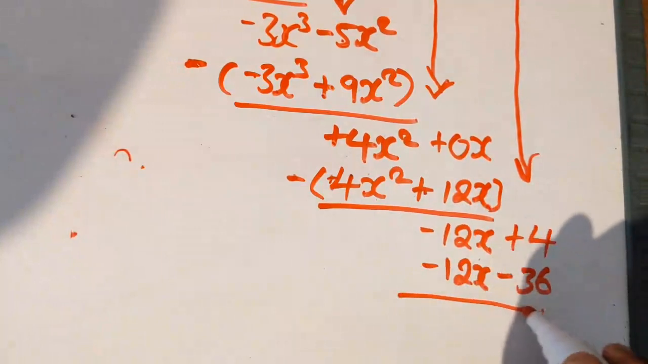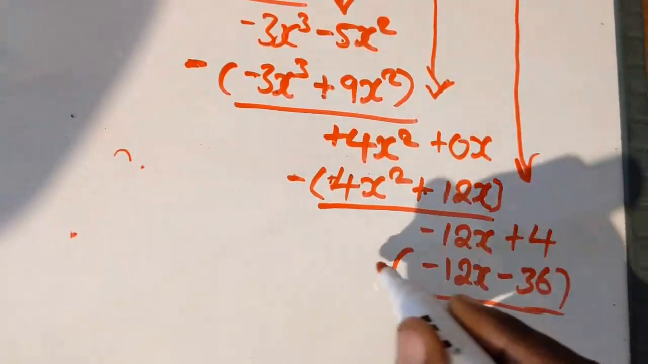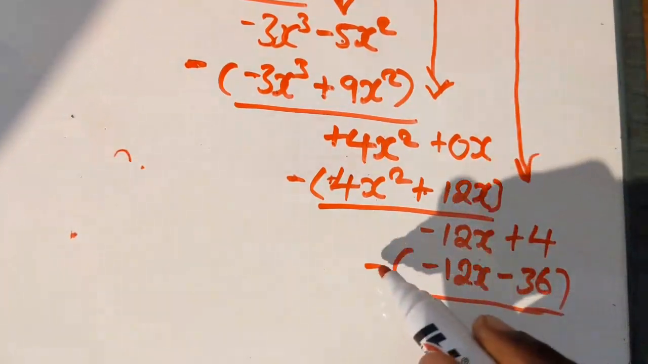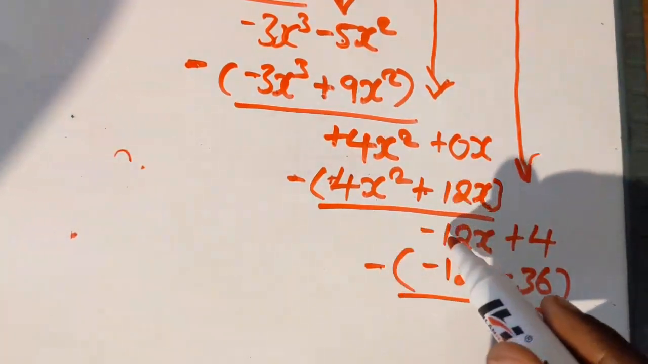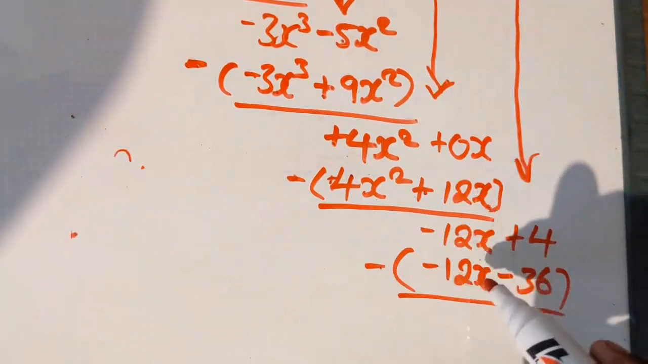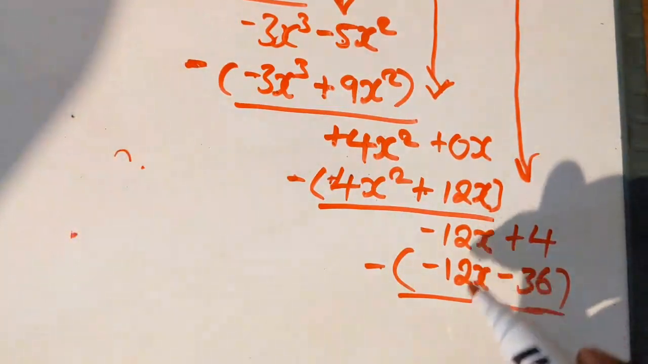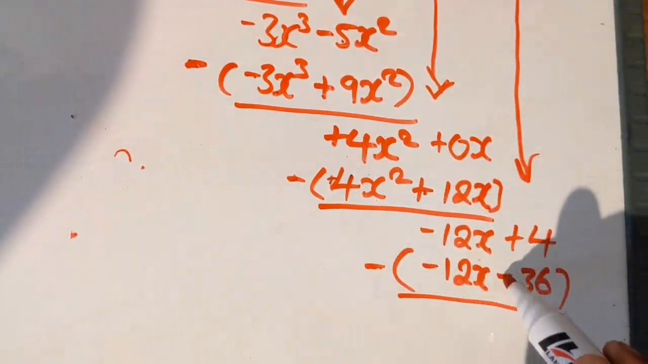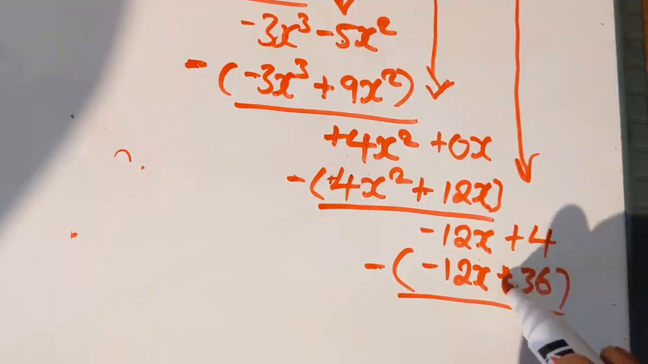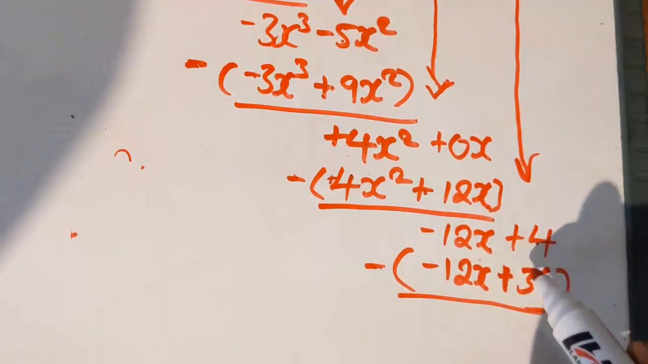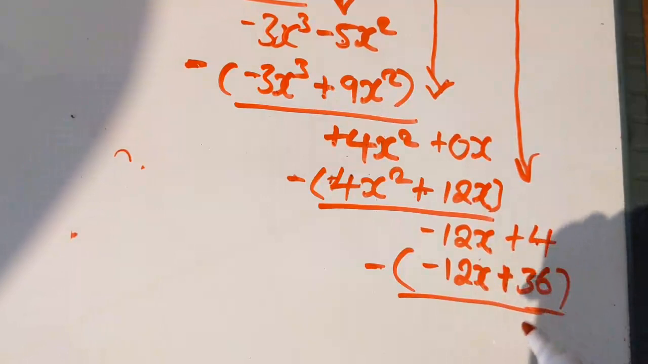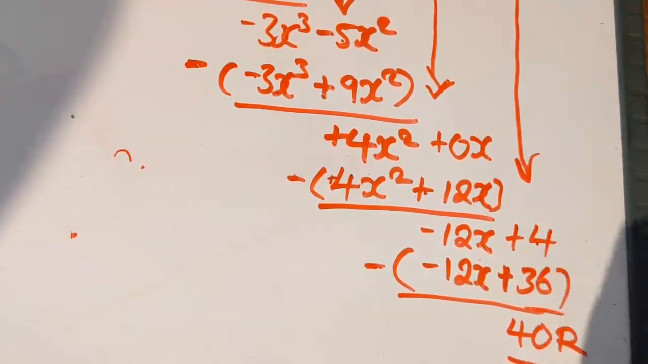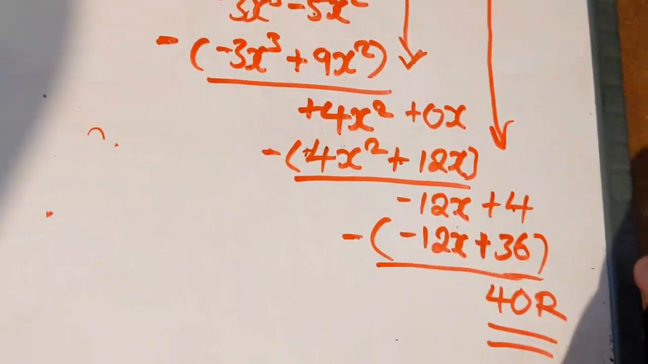Then don't forget here you are multiplying by negative. Okay, so positive times positive is positive, so this is going to be negative 12 plus 12, that is going to give you 0. Then here negative times negative is positive. Okay, then we say 4 plus 36. So 4 plus 36 will give you 40. So the remainder is 40.